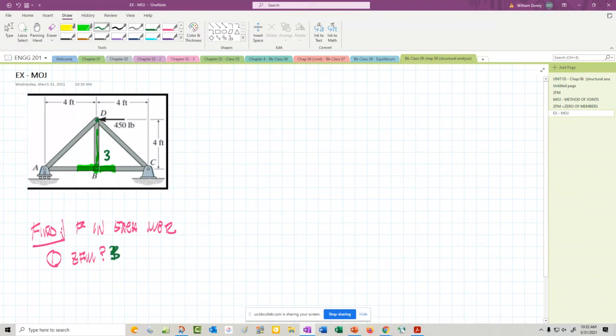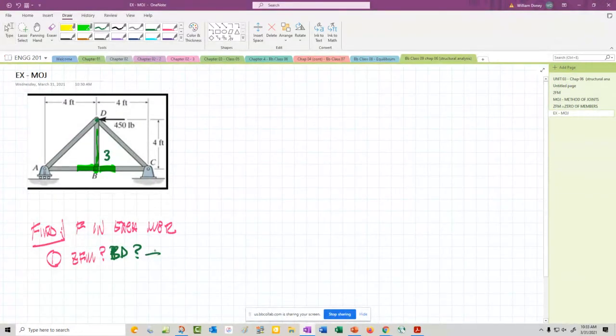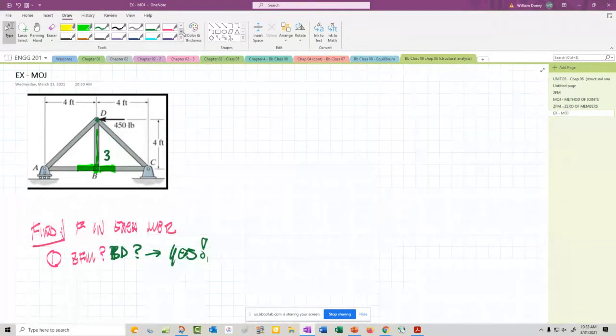So I could look at BD and question it. Down here at this end, it looks like it should be a zero force member. But up on this upper end at D, it doesn't look like it could be. However, it will be a zero force member, because if it's zero force on one end, it has to be a zero force member on the other end. So we would say that is yes, and we can get rid of that.